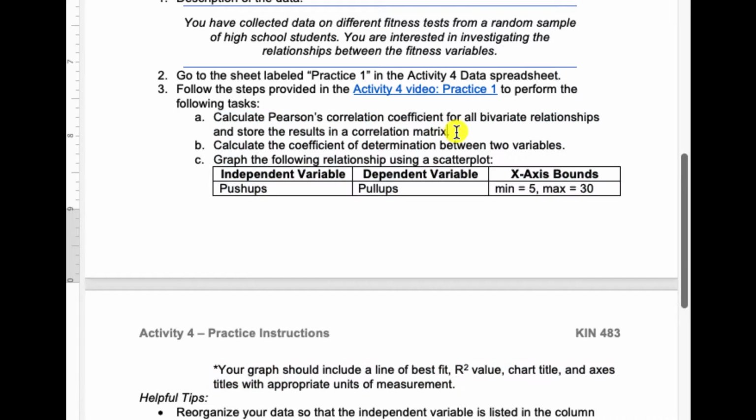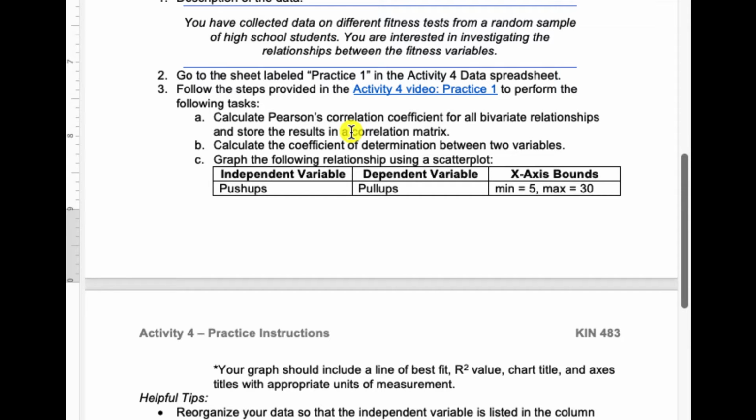We'll make a correlation matrix that shows all of the correlation coefficients for the bivariate relationships between our variables. We'll also calculate the coefficient of determination and go over how we might interpret that value based on a specific example. And then lastly, we will create a scatter plot.